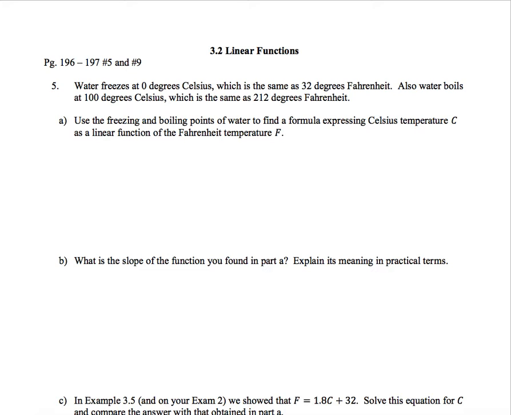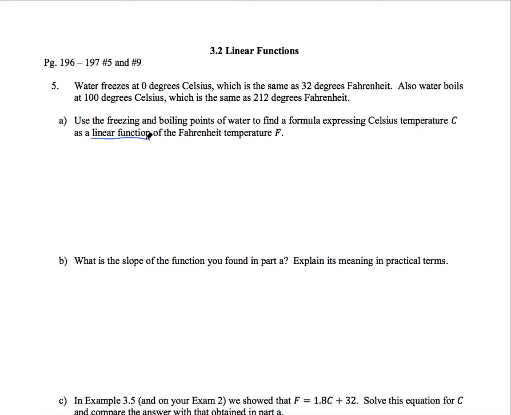So basically what we're trying to do is come up with a formula so that if we knew the temperature in degrees Fahrenheit, then we could use the formula to figure out what the temperature would be in Celsius. Okay, so we're told that the relationship between Celsius and Fahrenheit is linear.